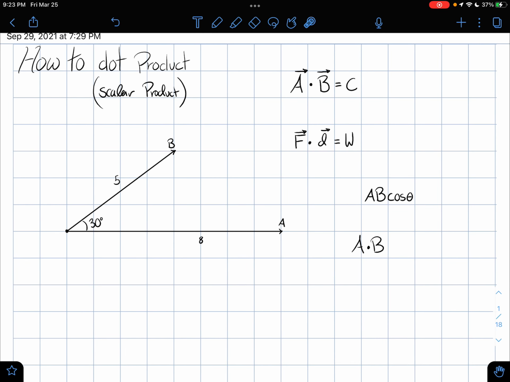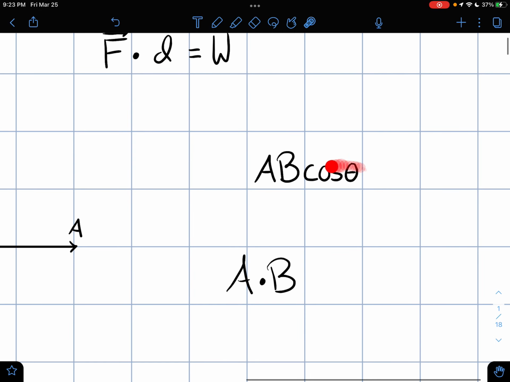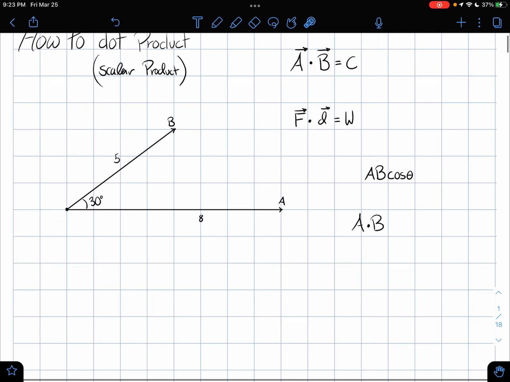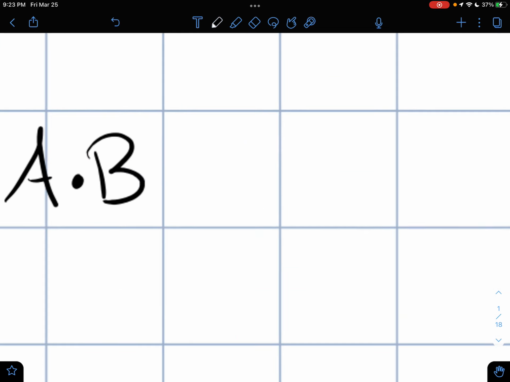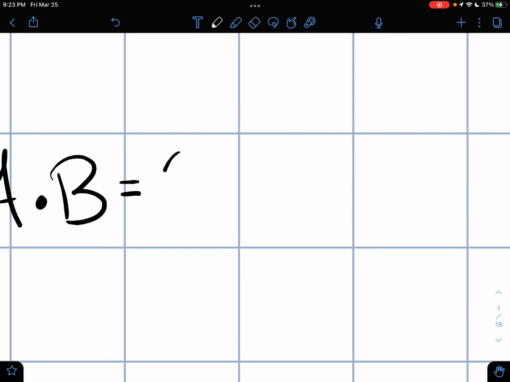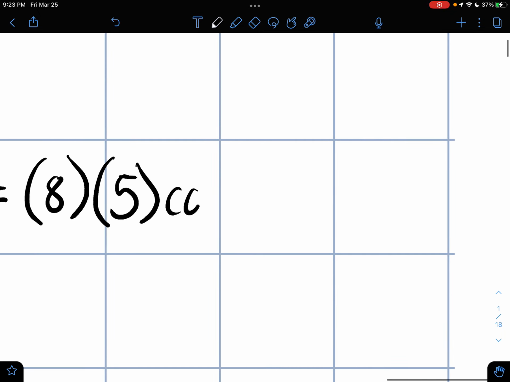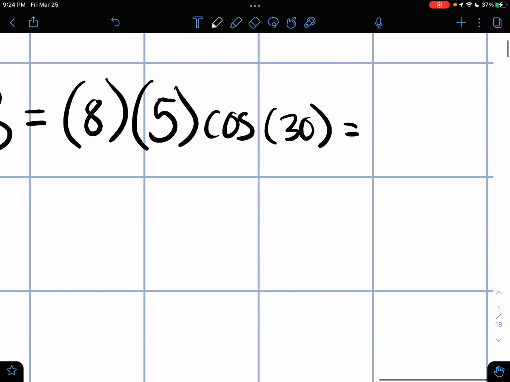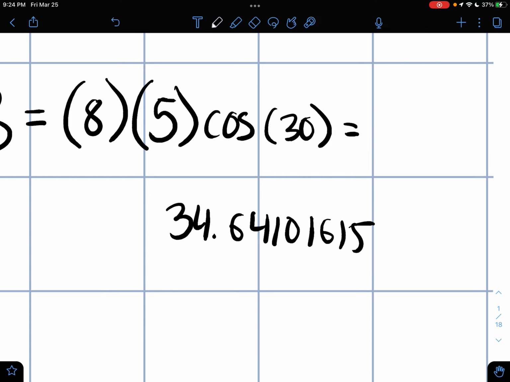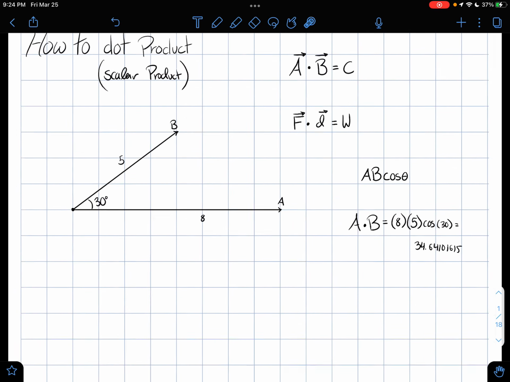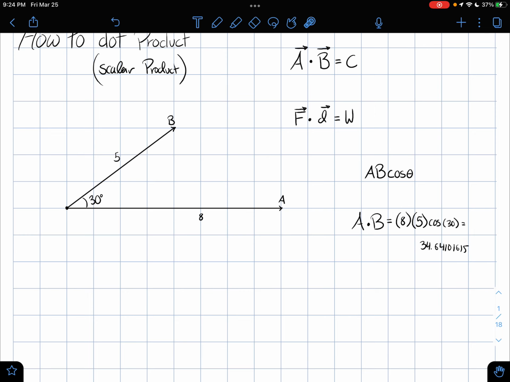And the first way we can do it is the magnitude of one vector times the magnitude of the second vector times the cosine of the angle between them. Okay? So the magnitude of one is 8, the magnitude of the other is 5, and the angle between is 30. So our dot product is going to be 8 times 5 times the cosine of 30. Punching that into a calculator, it spits out approximately 34.64101615. So this is our first dot product of these two vectors.